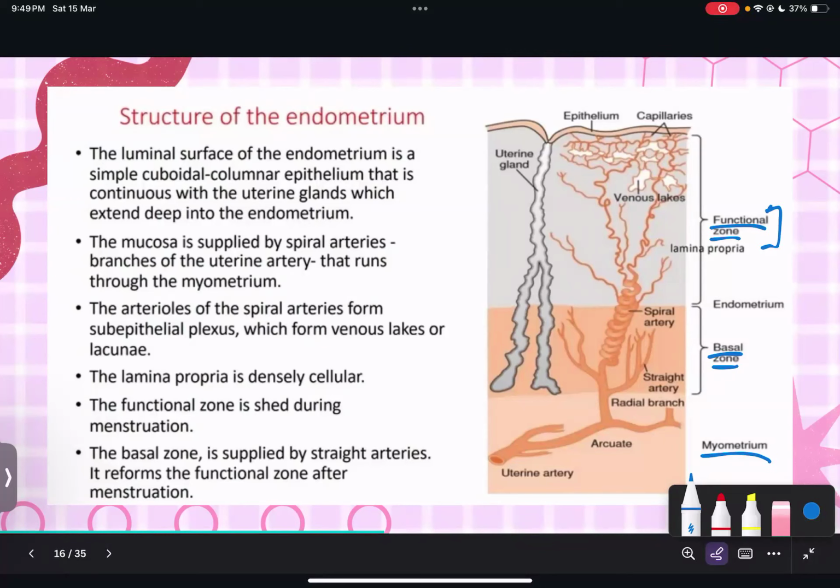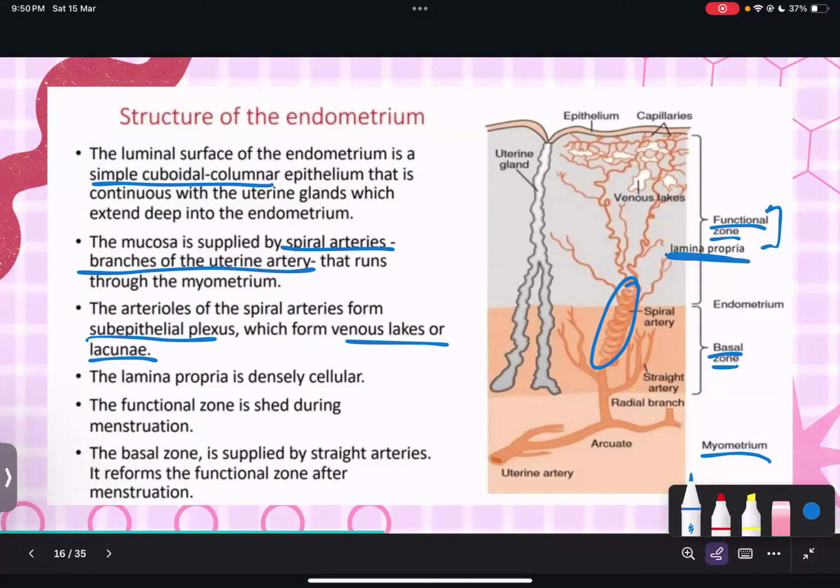They mention here that it's composed of simple cuboidal columnar epithelium. I think it's just good to know, and it's supplied by spiral arteries, okay, which are branches of the uterine arteries. We can see them here. All right. They then branch off to form the subepithelial plexus, which forms venous lakes or lacunae. The lamina propria is densely cellular, which is what we see here.